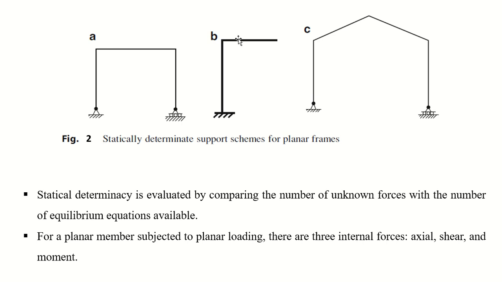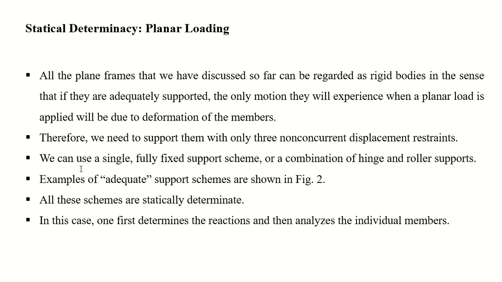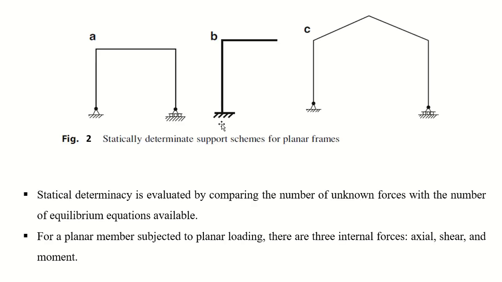This is a frame and only one fixed support is here. There are three reactions: the vertical reaction, the horizontal reaction, and the bending moment. So as it says in the previous slide, we can use a single fully fixed support scheme. Okay, so this is the fully fixed support scheme, and these are the combination of roller and hinge in A and C both.